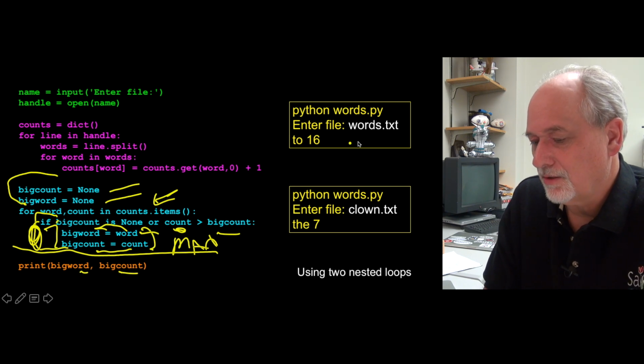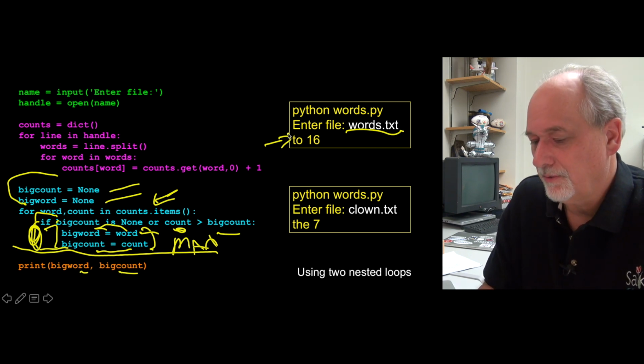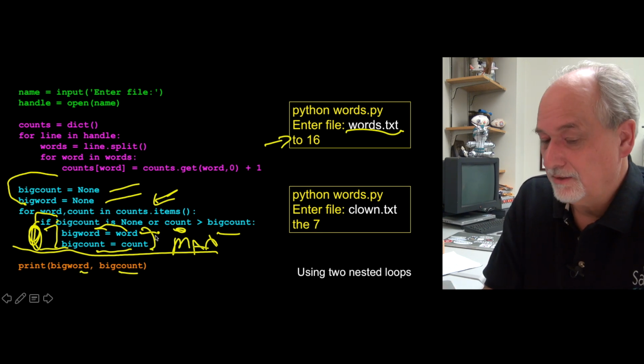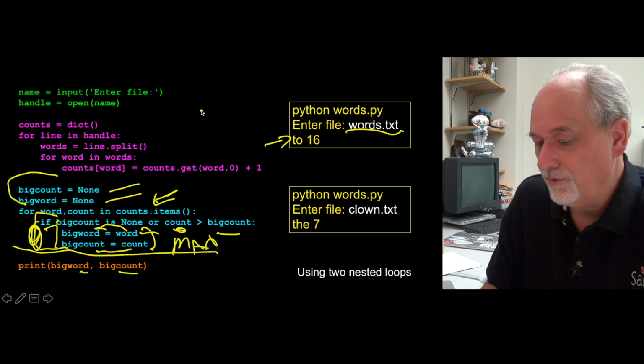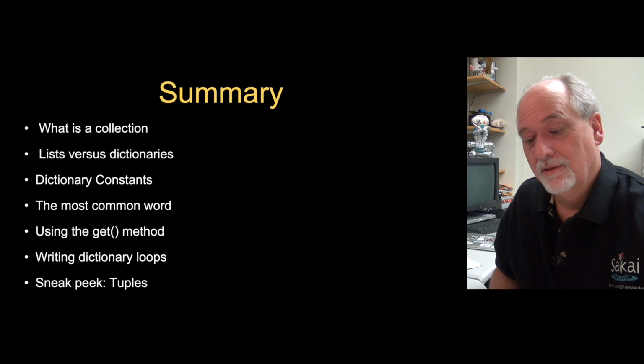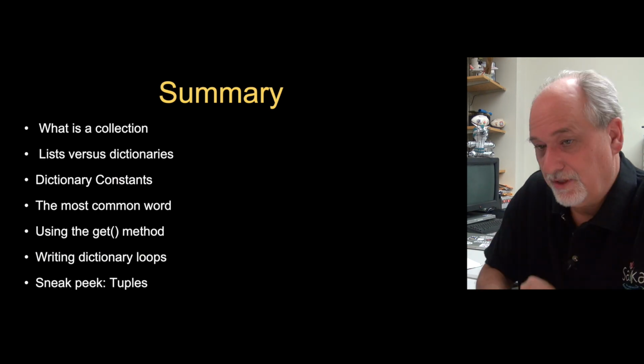And so if we run a file, we say, oh, in that file, 2 is the most common word, and it's 16 times. If we run the clown file, well, the is the most common word, at 7. And this could be a very large file and it would give you the most common word. And so that is a really good application of dictionaries.